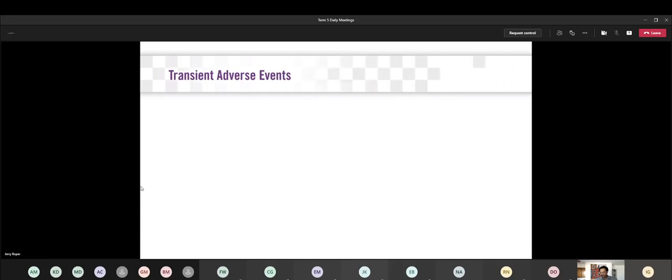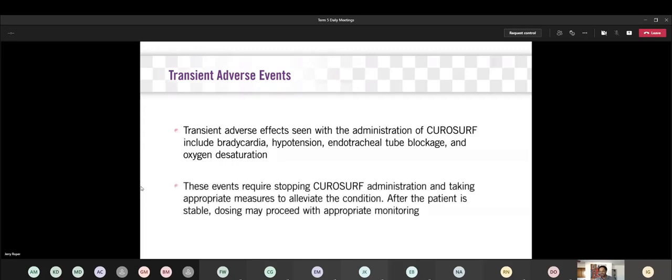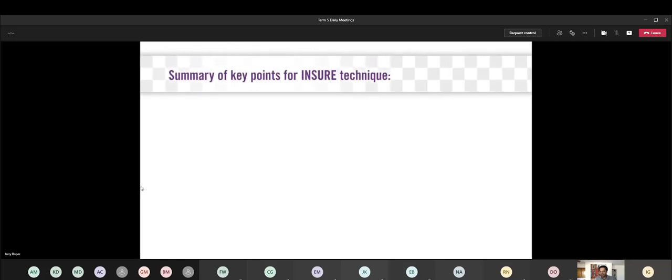There are dosing precautions consistent with all surfactants. Transient adverse effects seen with the administration of CuroSurf include bradycardia, hypotension, endotracheal tube blockage, and oxygen desaturation. These events require stopping CuroSurf administration and taking appropriate measures to alleviate the condition. After the patient is stable, dosing may proceed with appropriate monitoring. Here are a few points to keep in mind.